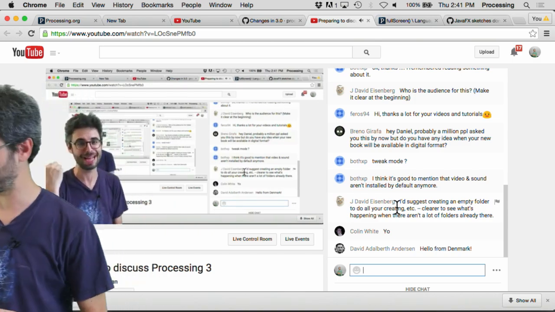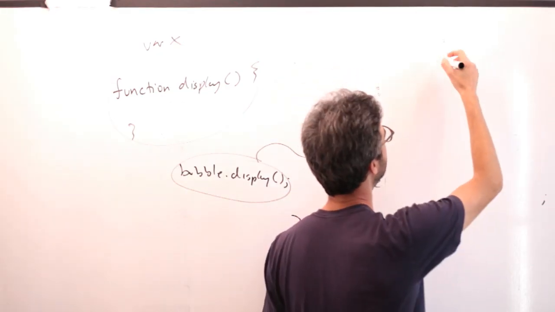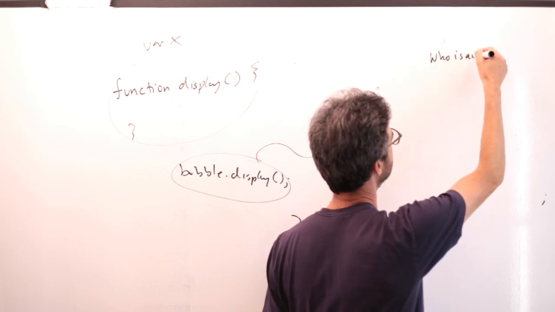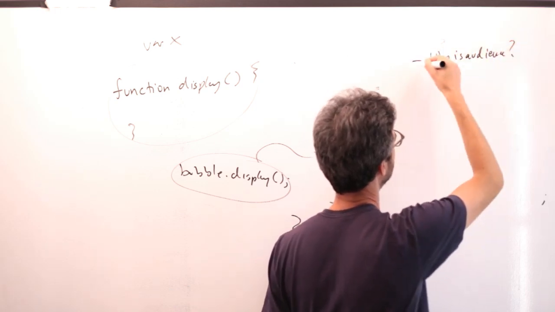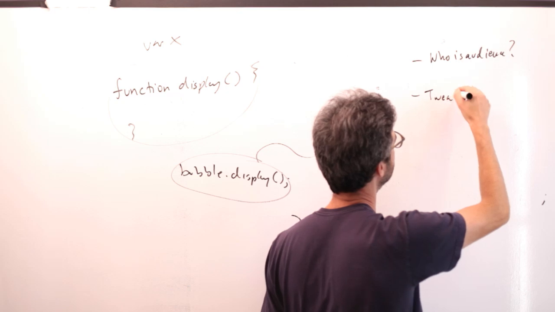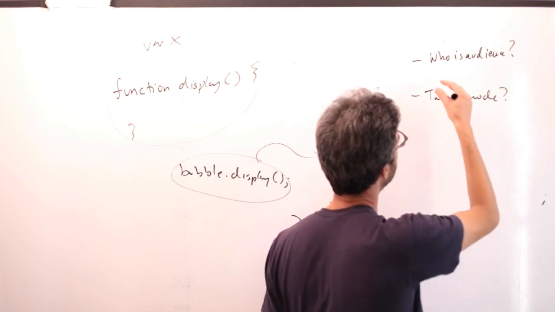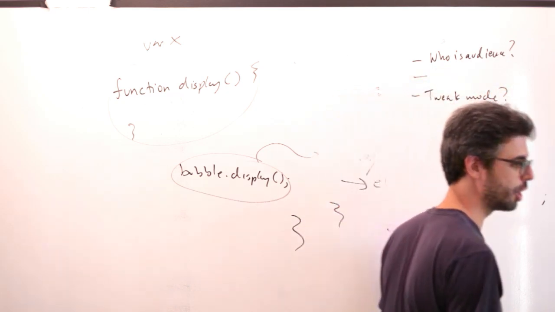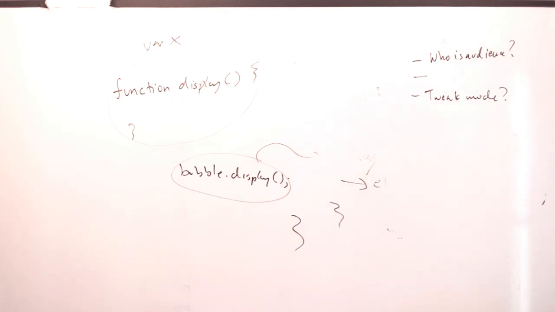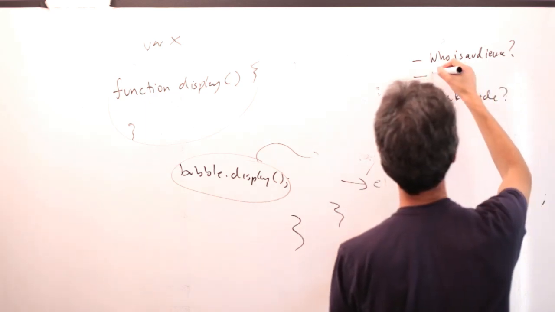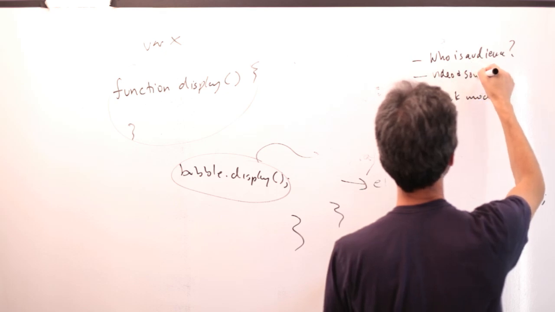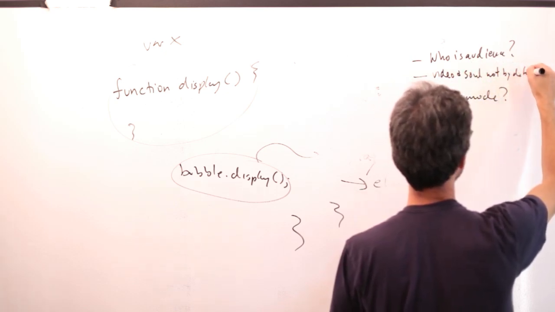Tweak mode is probably good to mention. And the video and sound libraries aren't installed by default anymore. Yes, these are all really good things. Where do I note these? Okay, I have a little whiteboard over here. You can't see me, but I'm going to note this on my live stream here. Some of the comments I just got was, who is the audience? There are some things I need to add to my script. Tweak mode, I guess I could briefly mention that. There was another good comment there. Hello, Denmark. Empty folder, yes. Video and sound not installed by default.